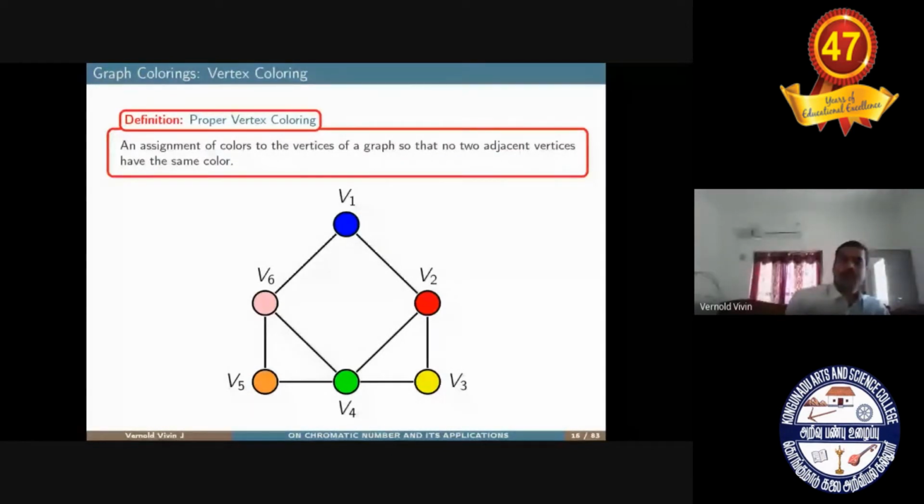Suppose if you have 10 vertices, if you give 10 colors, that will automatically be a proper coloring. But that is not the thing. We have to optimize that. That is the main concept. We have to look for the minimum number of colors to color a given graph G. That will be called the chromatic number. That is what we are going to do in the next slide.